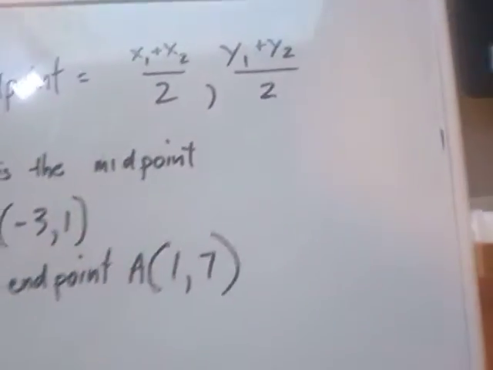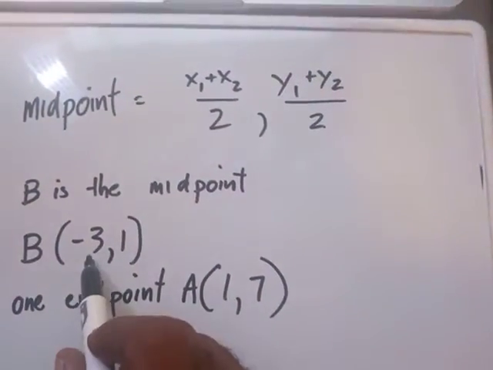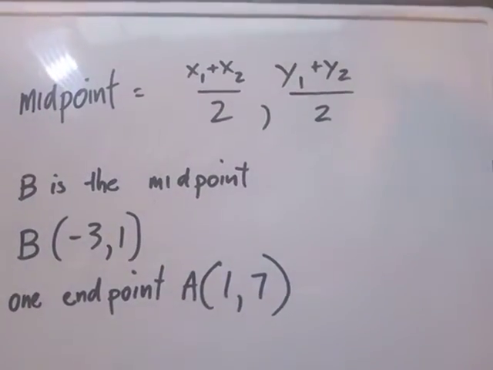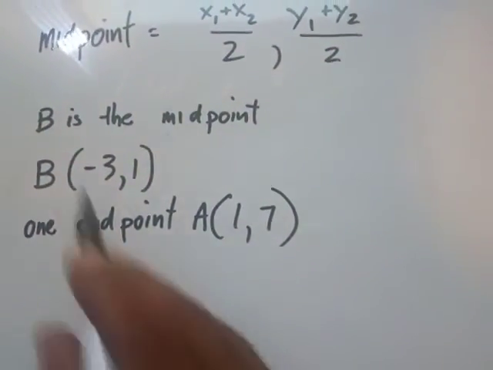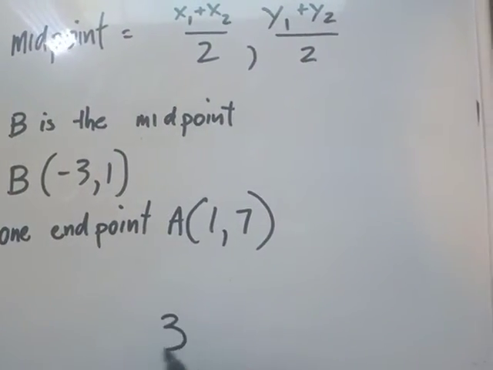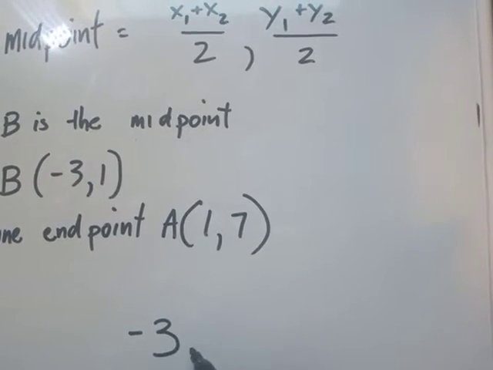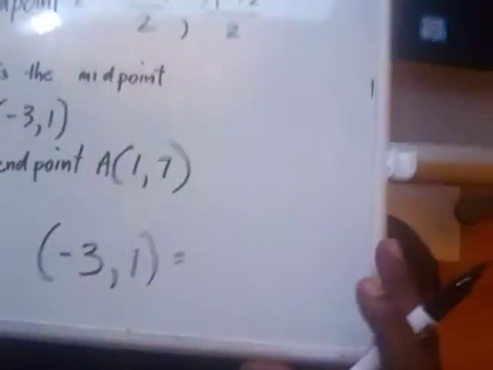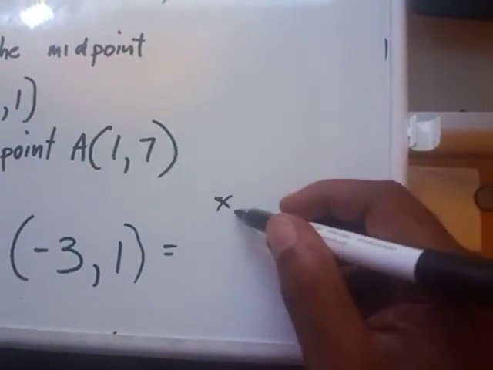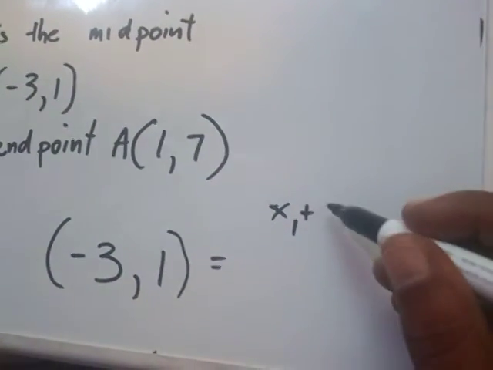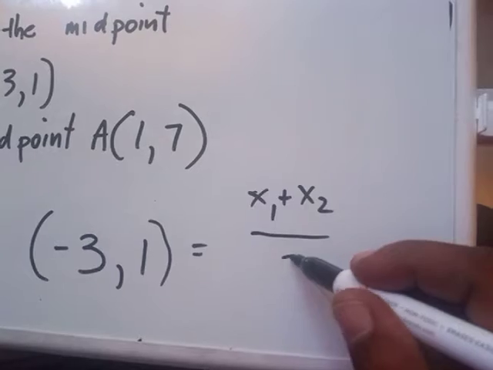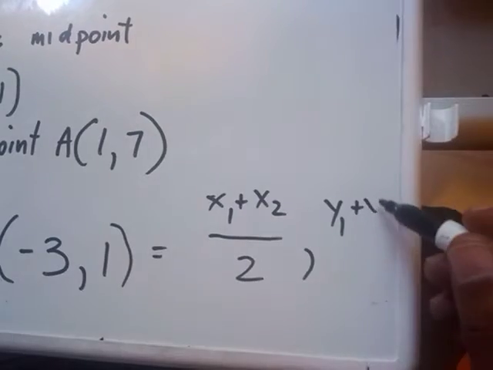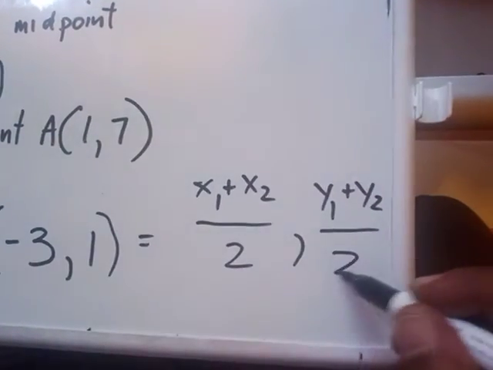How do I use this formula to do that? Well, here's what I say. This is the midpoint. So you see where that goes? It goes right here. That is the given midpoint. So I start off by saying the truth. The given midpoint, -3, 1, has to be equal to x1 plus x2 divided by 2, comma, y1 plus y2 divided by 2.